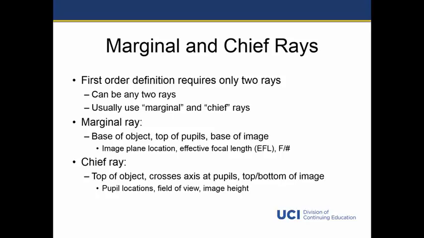What we get with the chief ray is the location of the pupils. Did the chief ray cross the optical axis? If the answer is yes, there's a pupil located there. It helps us define the field of view because the chief ray is the maximum slope angle that can make it through our optical system. And again, it defines our image height. So these two rays, any two rays allow us to define our system. But these two rays allow us to understand a lot about the paraxial behavior of our system.